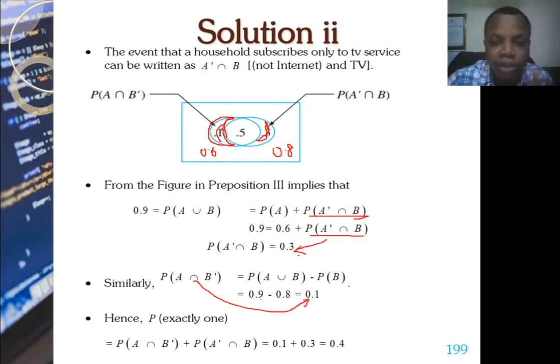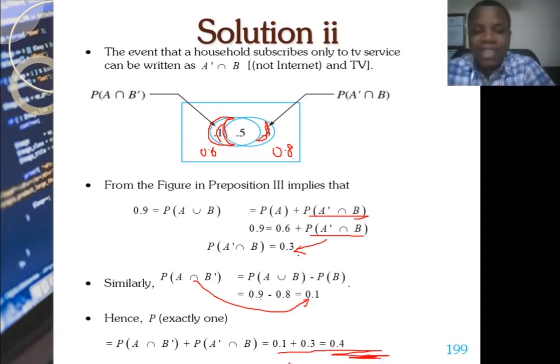So for us to get the probability of only one service, all that we have to do is just add this section and this section, and that is why we are getting 0.4. So the probability of exactly one, which is the same as only one, is equal to 0.4. That is to say that if we were to select a household randomly, then there is a 40% chance that that household would get exactly one service. So that is how this addition law of probability works.